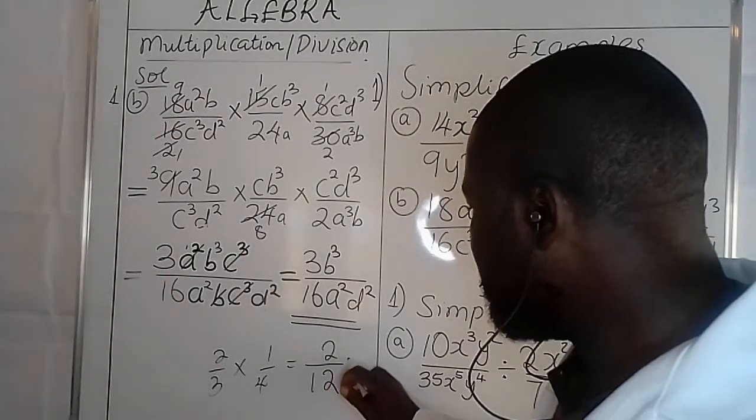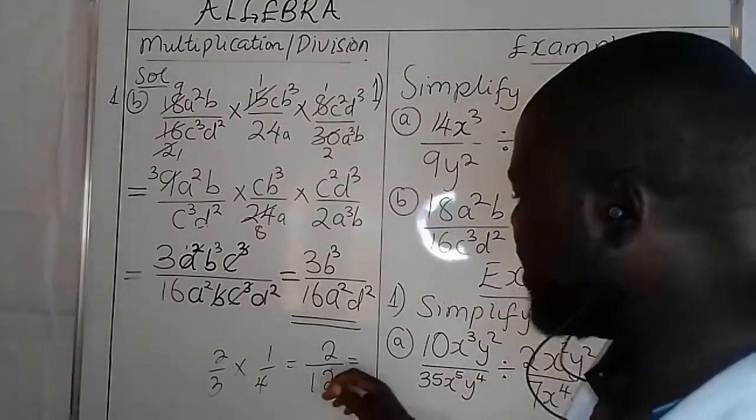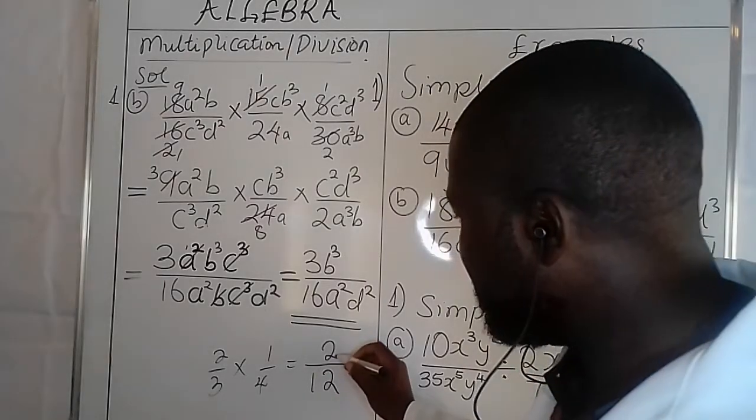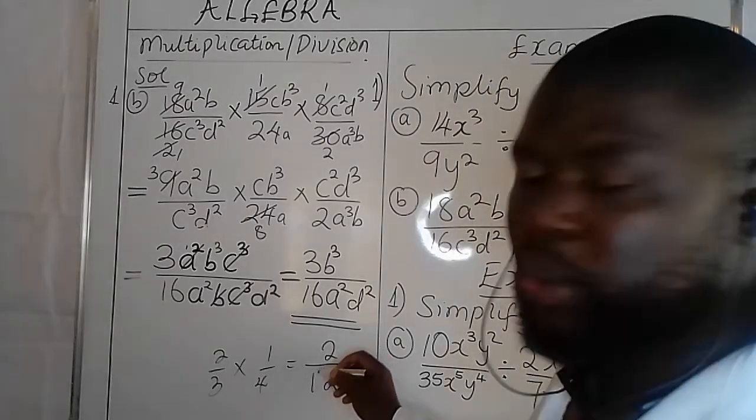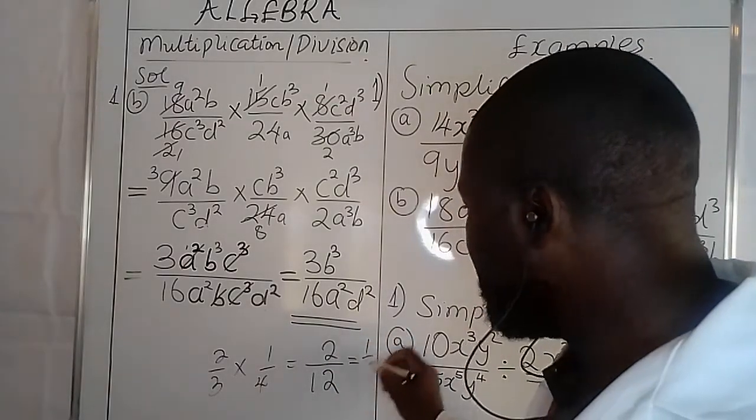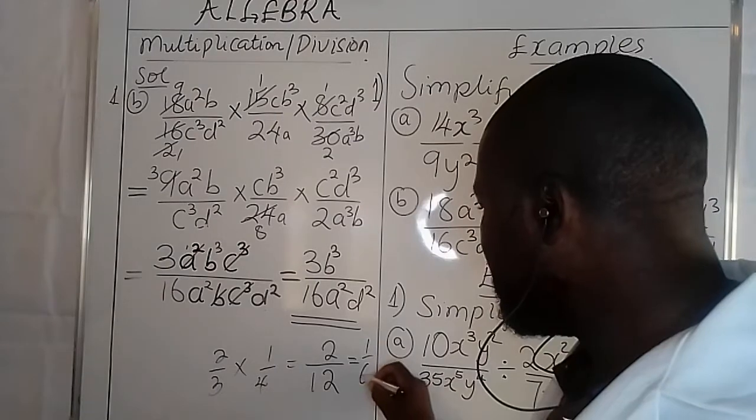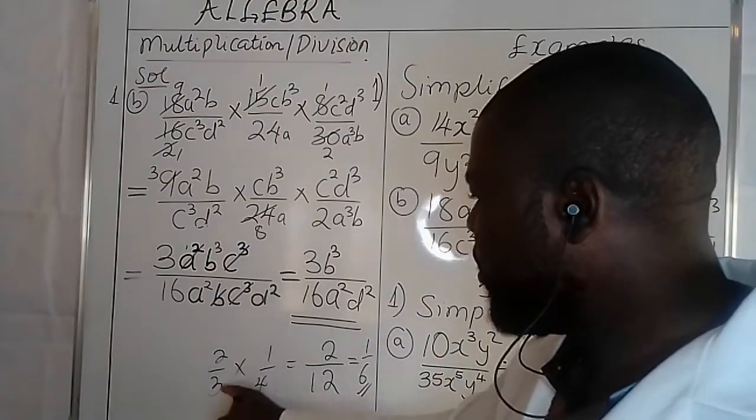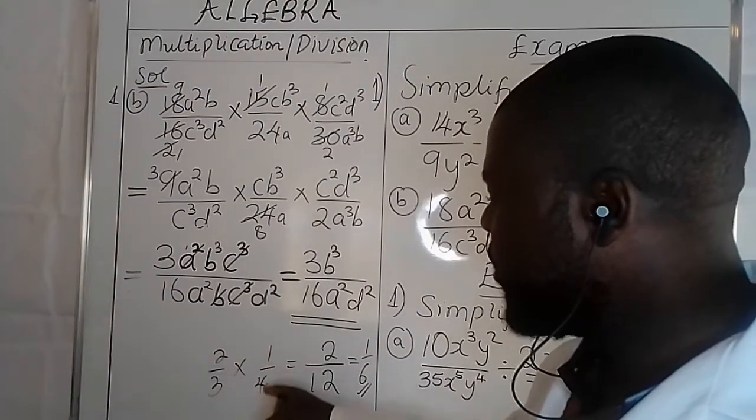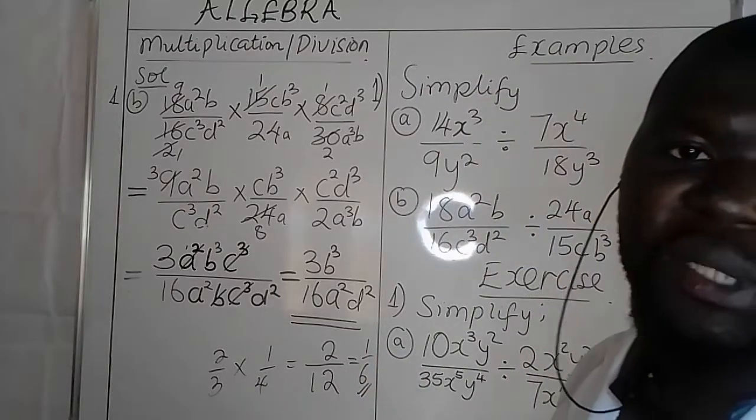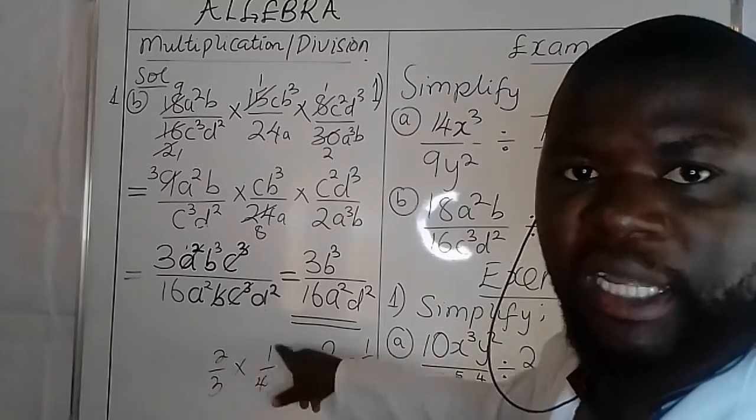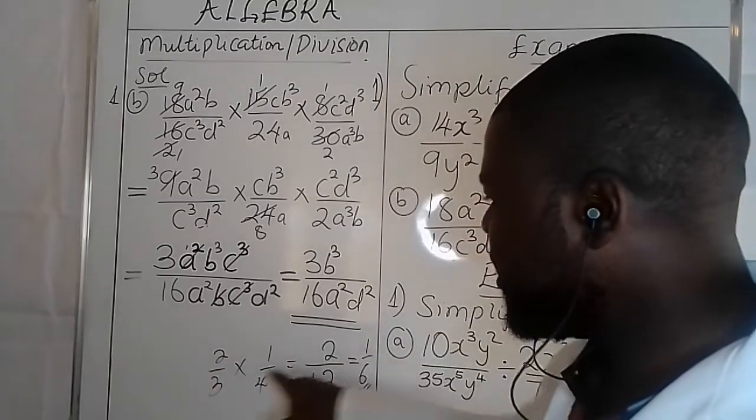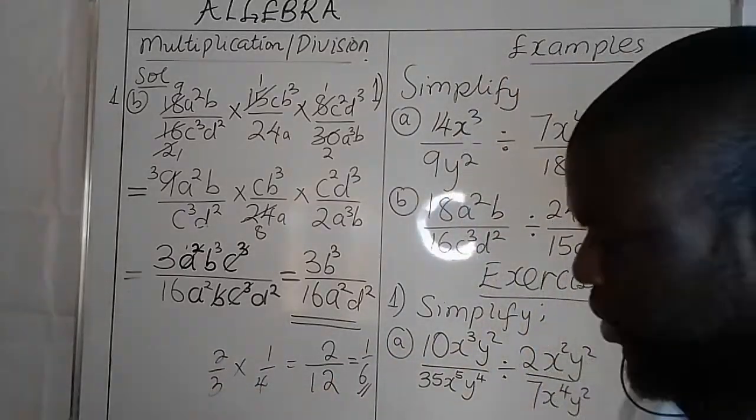And now, once you reach here, you just need to look for a common factor between the numerator and the denominator, which you have seen in our case, it is just 2. 2 into 2 is 1, and 2 into 12 is 6. So, 2 out of 3 times 1 out of 4 is simply 1 out of 6. So, when you're multiplying, multiply the numerators to get the numerator and the denominator to get the denominator.